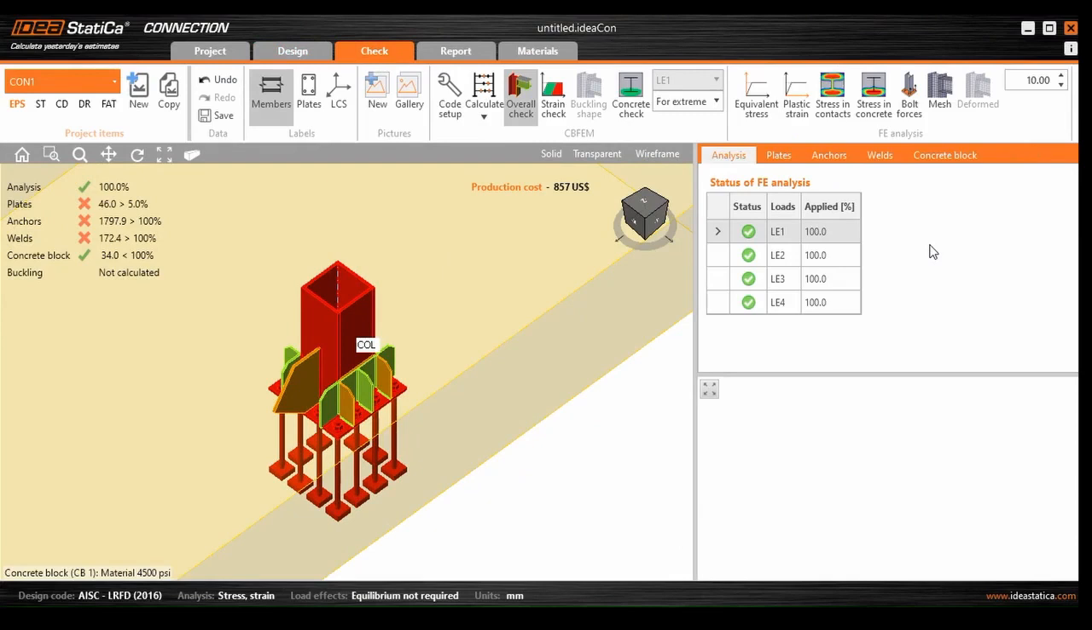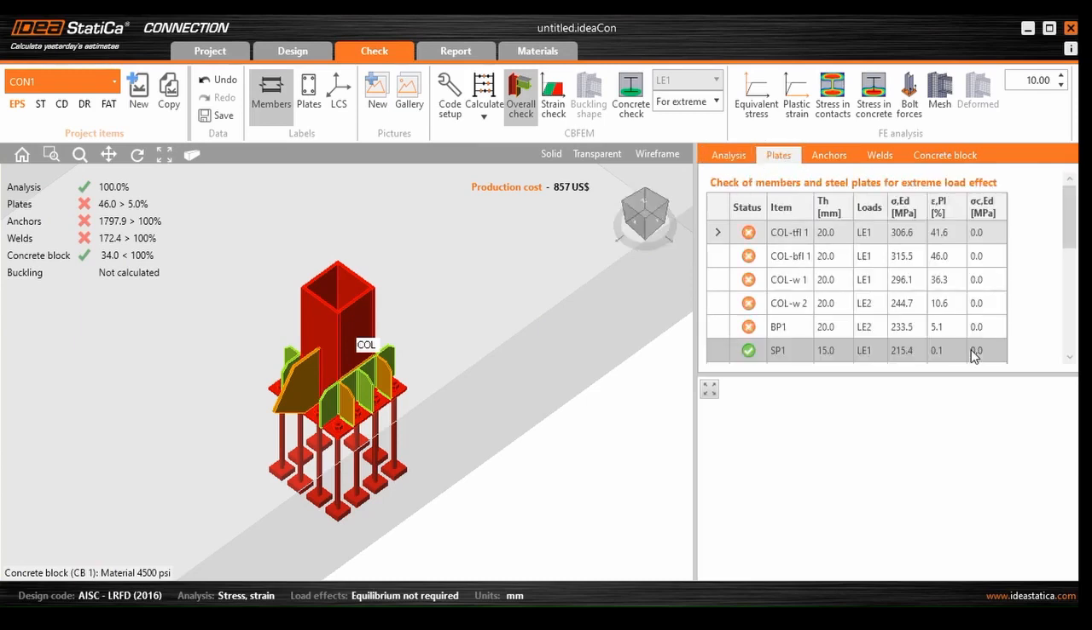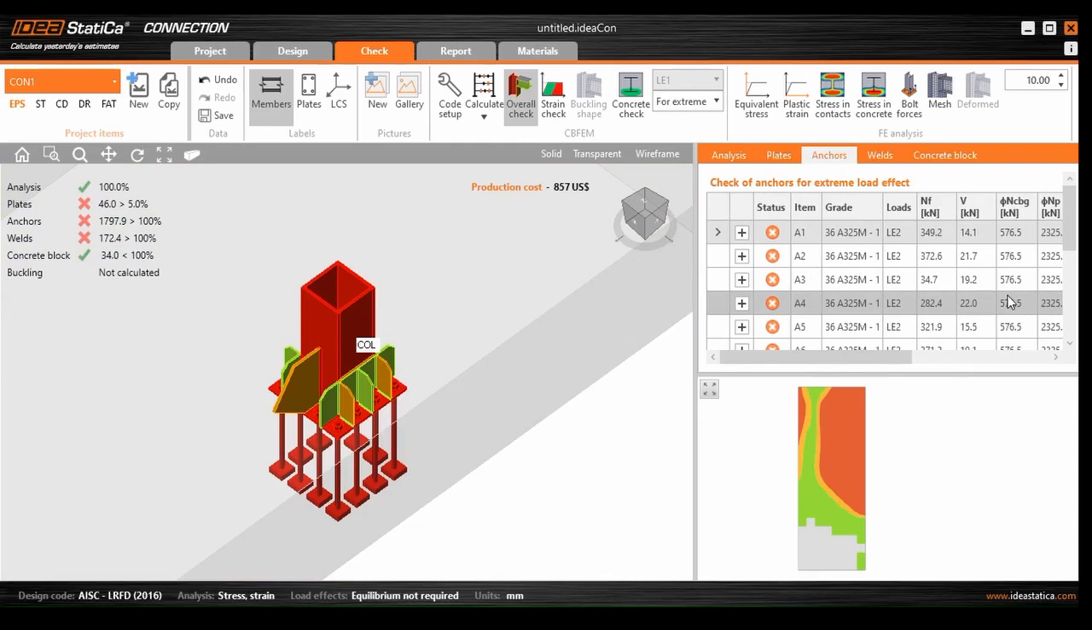Here on the right side, you can see the results of the analysis. As you see, all plates except the base plate have passed the bar, and we should increase the thickness, width, or length of the base plate. I recommend you increase the thickness if you see that anchors do not meet the design criteria. You should be increasing the width and length of the base plate.